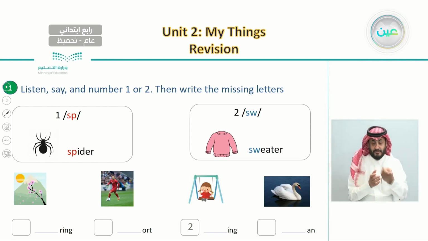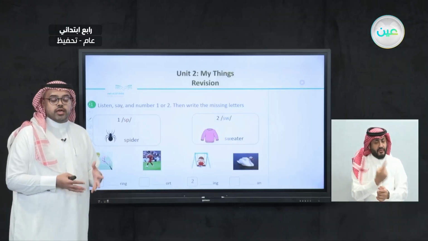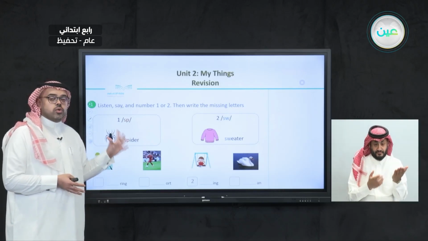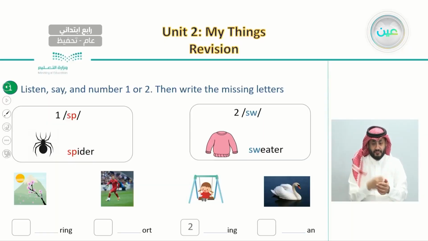So now let's listen to the first picture, and after we listen, we're going to say or determine if this picture has the first sound. Then we will write here in this square number 1 or number 2, depends on the sound. And after this, the second part is that we're going to write the missing letters down here in this blank. So let's listen to the first word. The first word is spring.